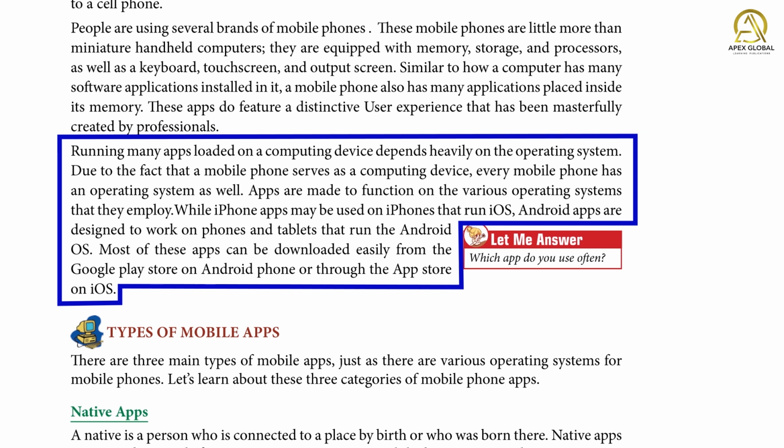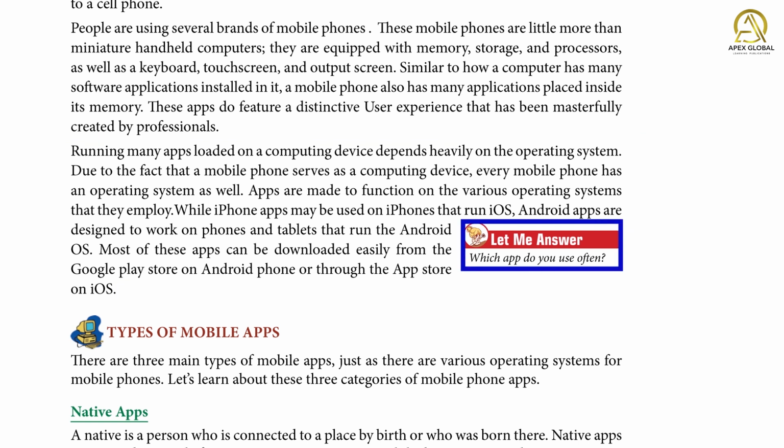Apps are made to function on the various operating systems that phones employ. iPhone apps may be used on iPhones that run iOS. Android apps are designed to work on phones and tablets that run the Android OS. Most of these apps can be downloaded easily from the Google Play Store on Android phones or through the App Store on iOS. Let me ask, which app do you use often?